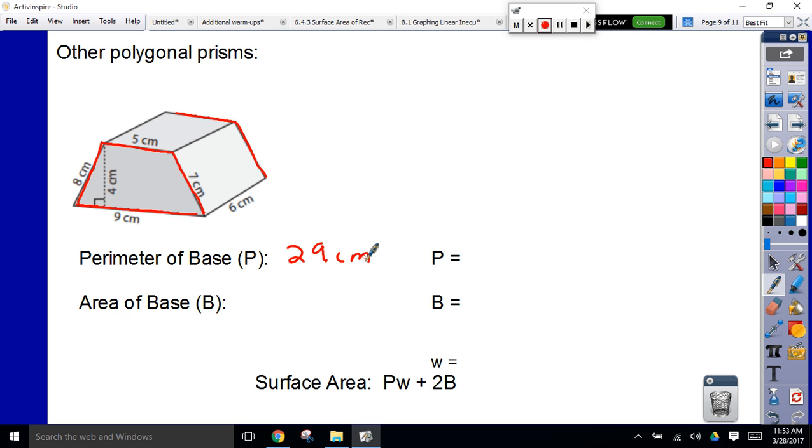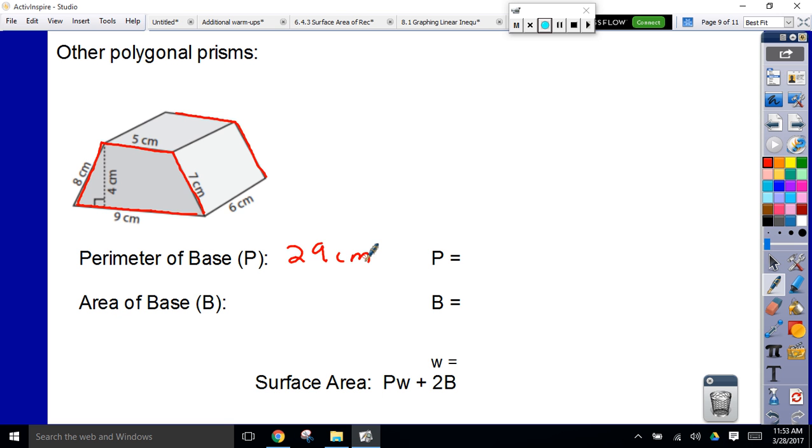Remember, we don't include this line because it's inside. We're only adding together what's on the outside. Question, David? I'm just saying area, that's what I said. Oh, for you the question was perimeter. I thought you said area. That's why I said okay, 36. So you're saying the area is what? 36? Okay, let's check that.